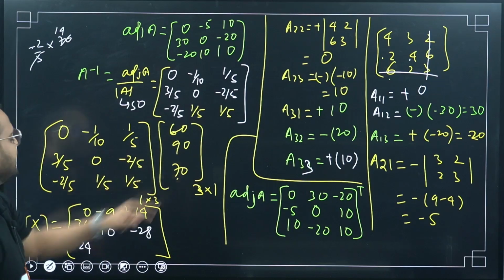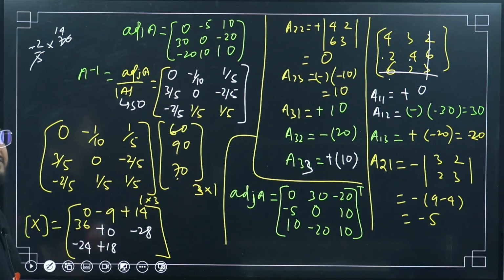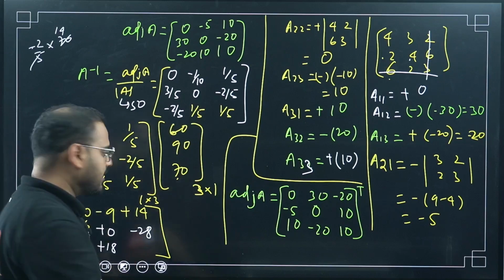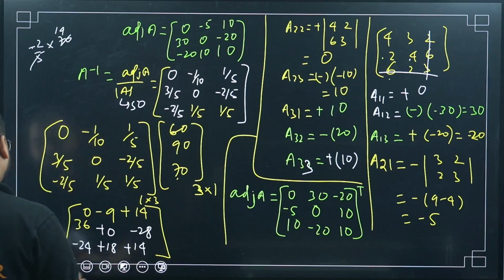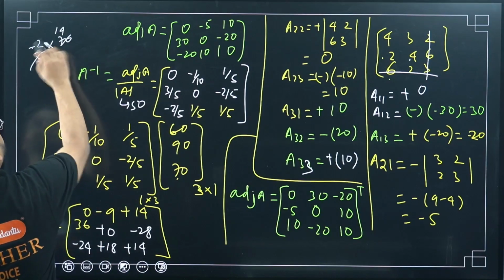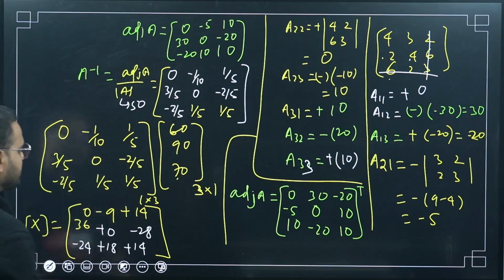1 by 5 in 90 will be plus 18, dividing 90 by 5, since 18 times 5 is 90. 1 by 5 times 70 again is plus 14. Okay. I don't need this extra information, so let me just give you the final answer over here.